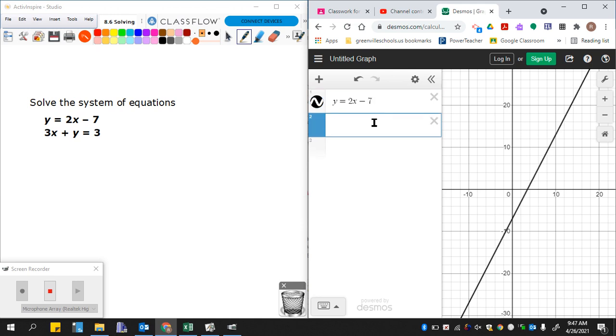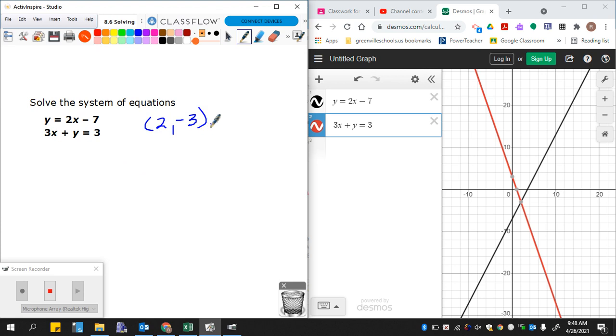3x plus y is equal to 3. Well, we can see here that it actually does cross. It crosses right here, and that is the point (2, -3). You can see it pop up there. So the point (2, -3).